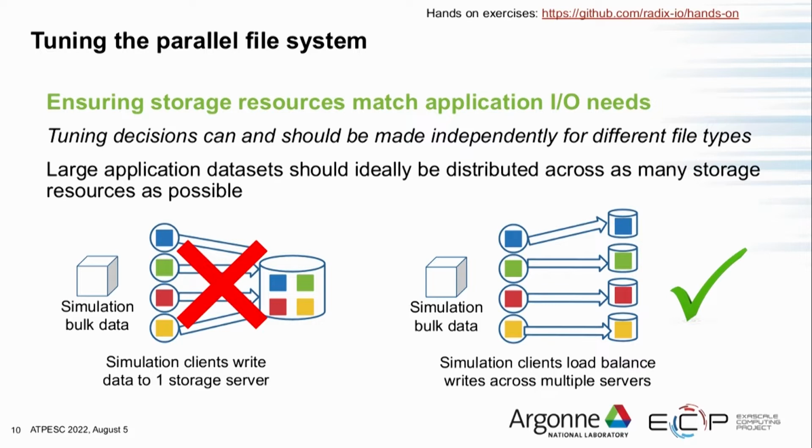In this case, we just show four different OSTs, but keep in mind, you don't necessarily need to have an OST per process. It's not the way it works, it's just the way I depicted it here. But the big takeaway is that large application data sets should ideally be distributed across as many resources as possible.